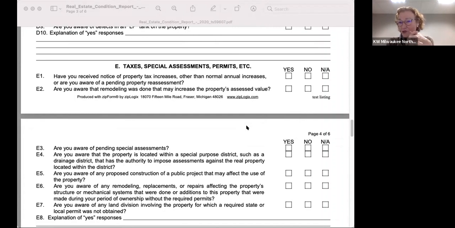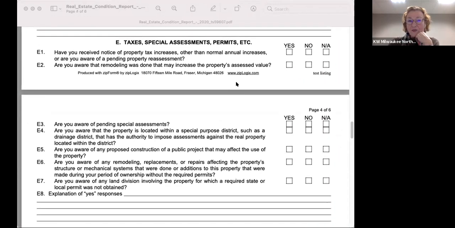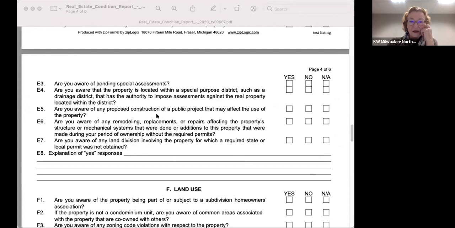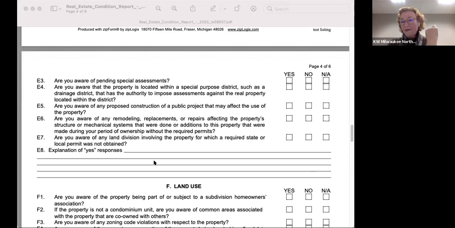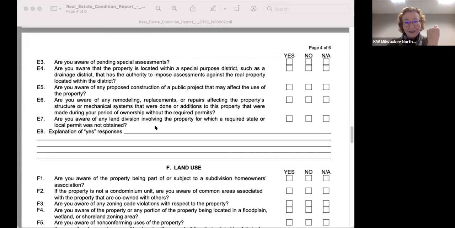Going back to that first page, aware just means having knowledge of or being given information or notice of something. So if they're aware of special assessments, any permits, any changes in taxes, they are to fill this section out, and any yeses, make a comment in the blank lines.